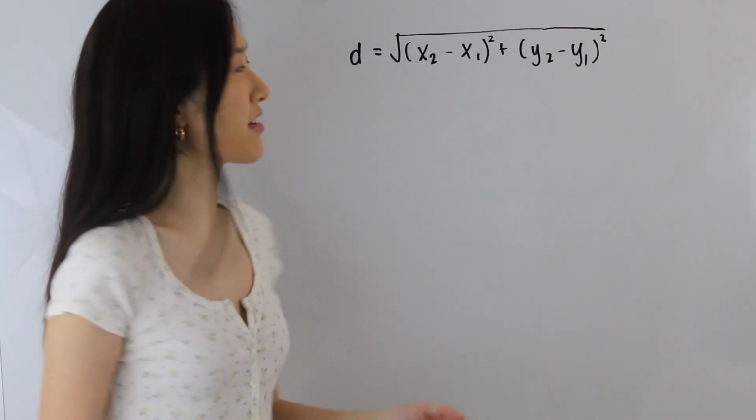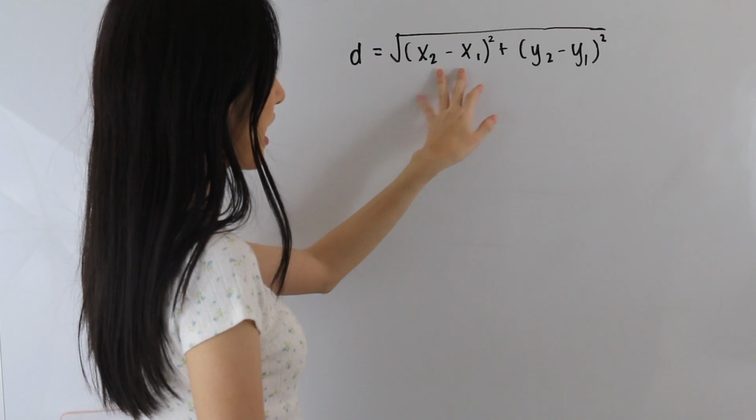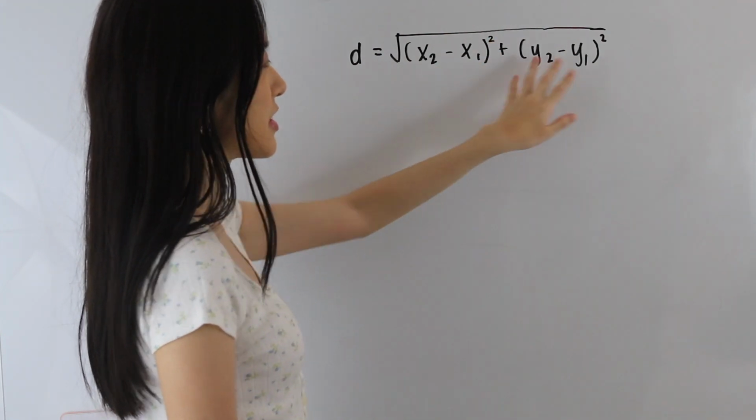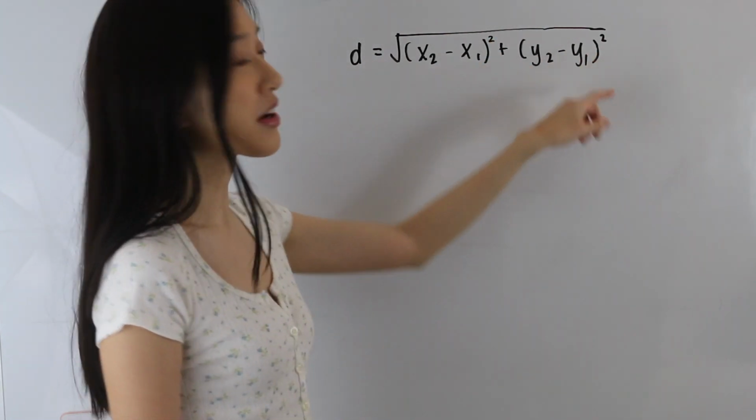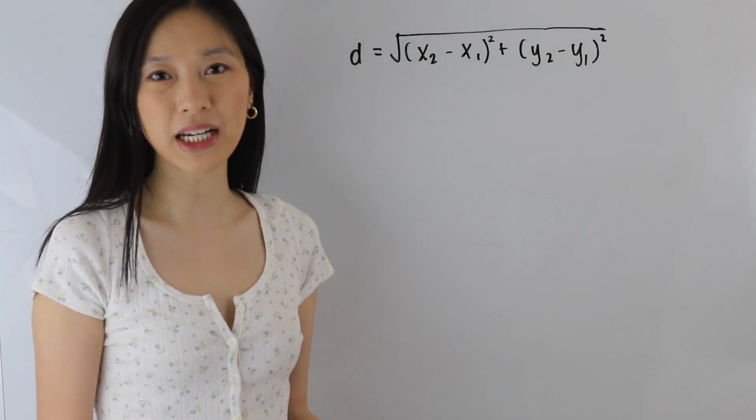So the distance formula tells us that if we take the square root of the difference of the x values and we square that, plus the difference in the y values and square that, we'll get the distance between 2 points. So let's go ahead and take a look at an example so we can apply this formula.